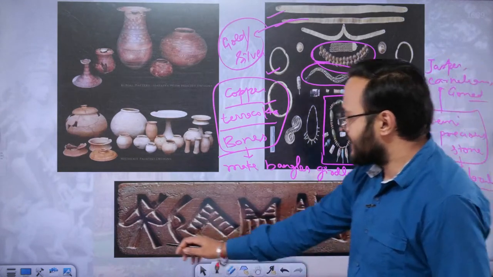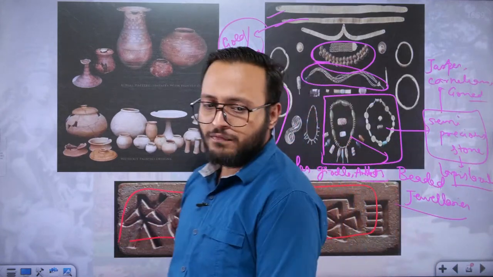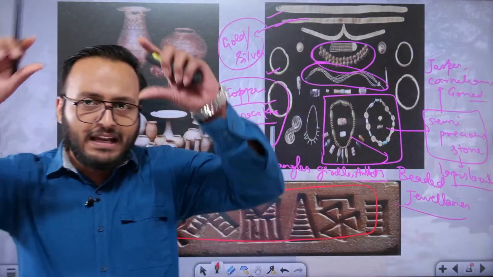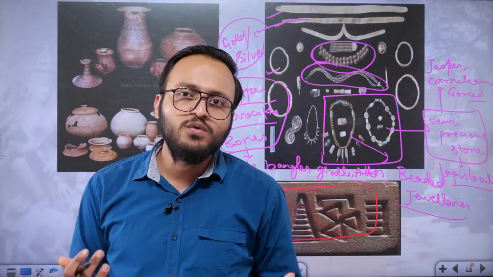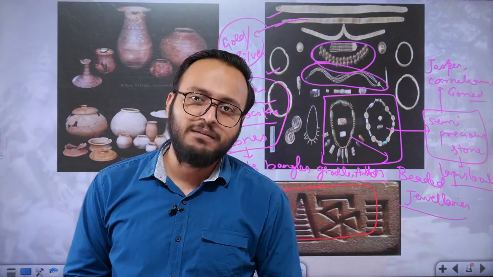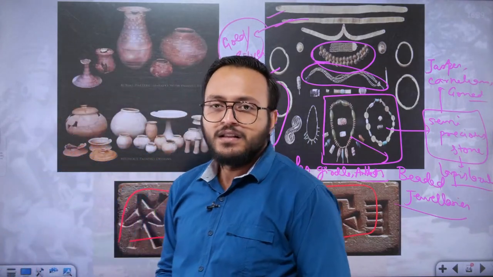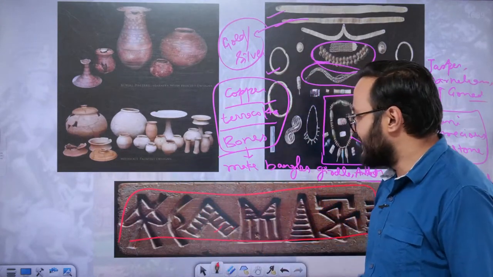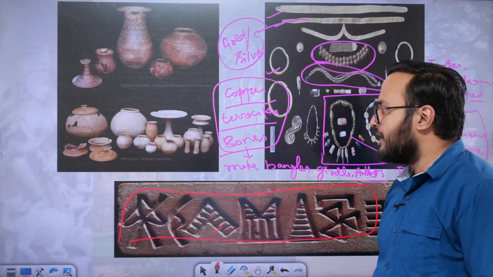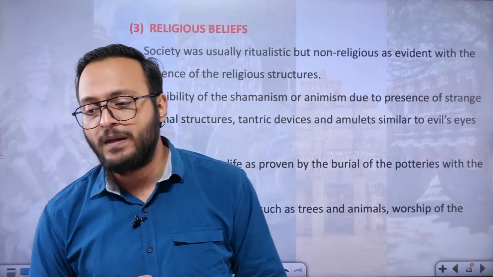Now, this is something you can see here. This is the picture of a signboard, an entry gate signboard, which was probably used at the entry gate of Dholavira, because this has been recovered from Dholavira, and this indicates the bold, embolden formats of the Harappan scripts. All right, everybody. Not just that, the Harappans also had a diversified religious belief.